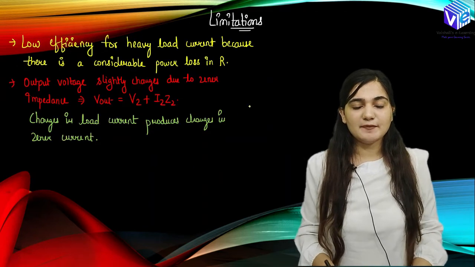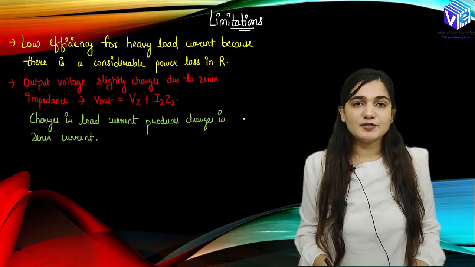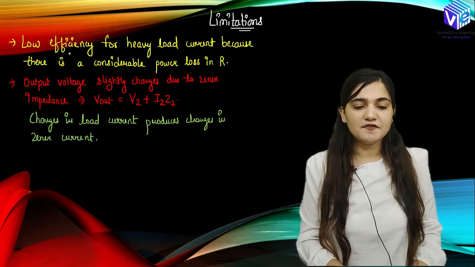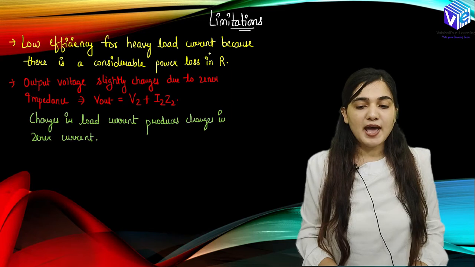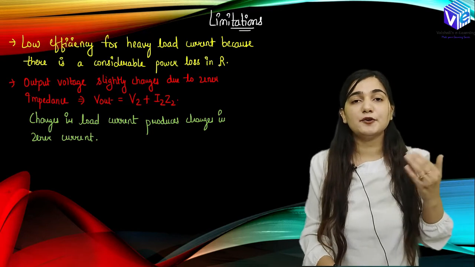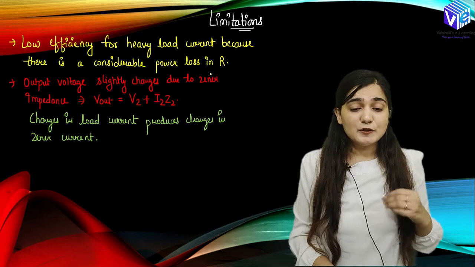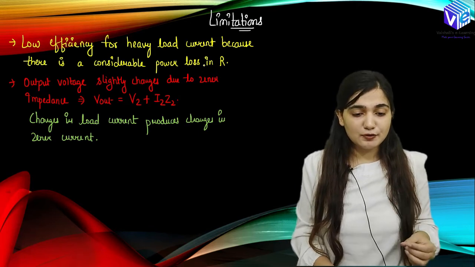So now coming to the limitations. We have several limitations of using the Zener diode as a shunt regulator. The first is low efficiency for heavy load current, because there is a considerable power loss in the resistance, because a very high current will drop a very high voltage across the series resistance, right? So there is a power loss which is going to reduce the efficiency.